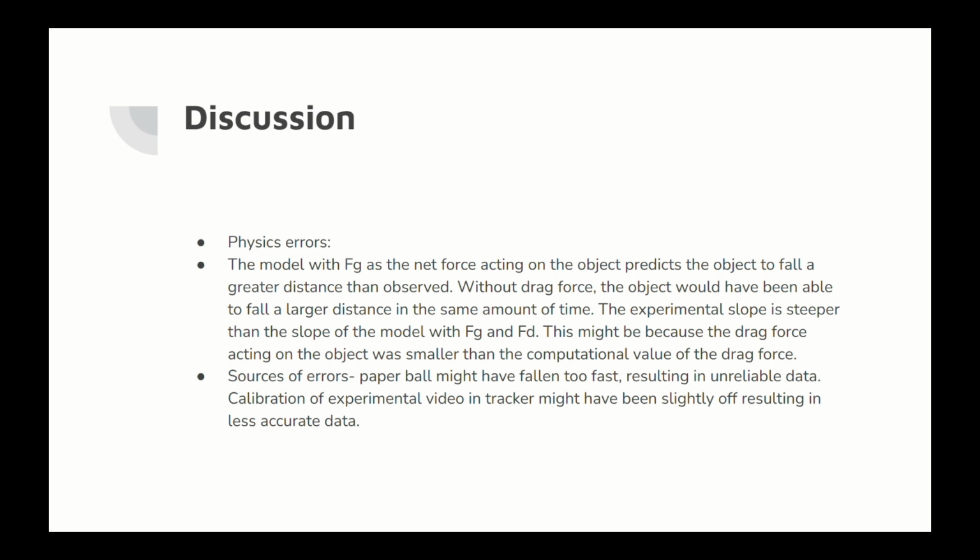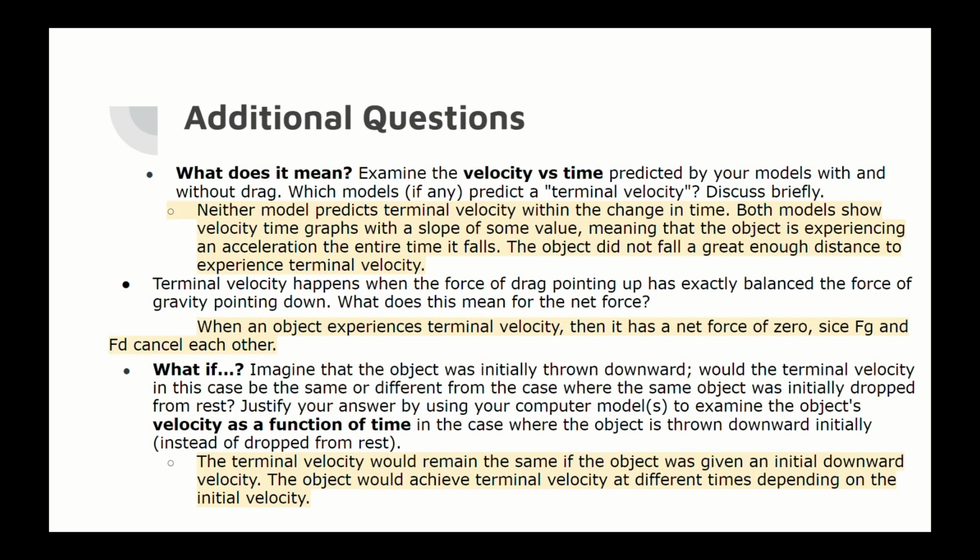Some possible sources of error include that the paper ball might have fallen too fast, resulting in unreliable data, and then the calibration of the experimental video and Tracker might have been slightly off, which might have just affected accuracy. Neither model predicts terminal velocity within the change in time.